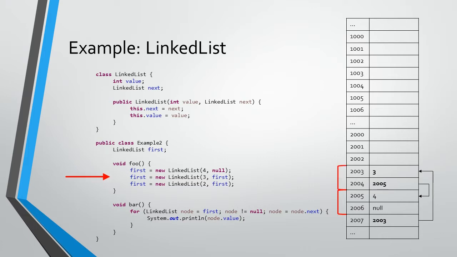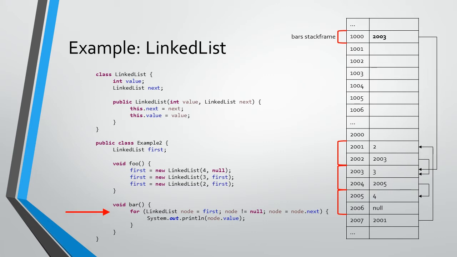The same happens in the next two lines, but now instead of saving null, the value next in the node becomes the previous value of first. This way you get a linked list. Then when you call bar, the variable node is created on the stack frame. First the value first is copied to node. So now both first and node point to the same element. The value of that element gets printed and then next is copied to node. This process is continued up until the point where the value of node is null.